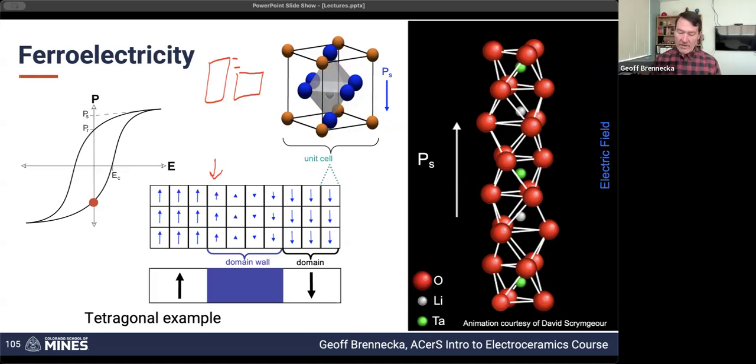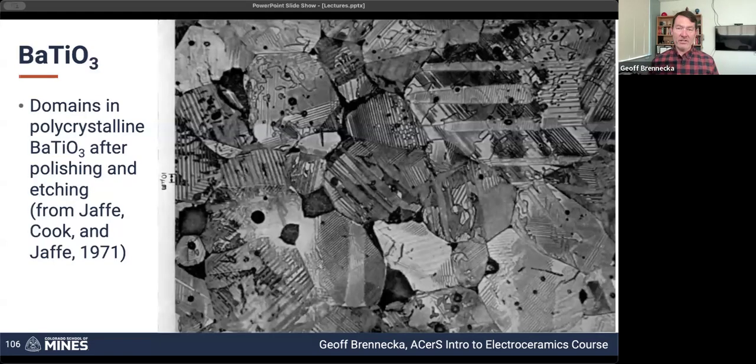And so the combination of that strain accommodation and charge accommodation ends up creating these complex domain structures where within a single grain like this, you're going to have some regions that are pointing in one direction and some regions that are pointing 90 degrees to that. And then within each of those, you're also going to have, let's see, I drew this backwards.